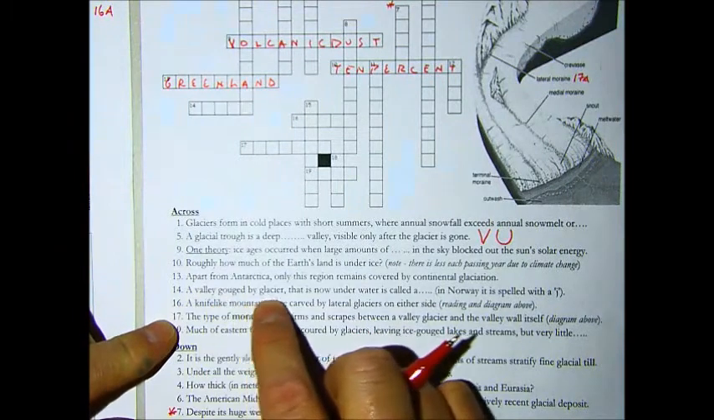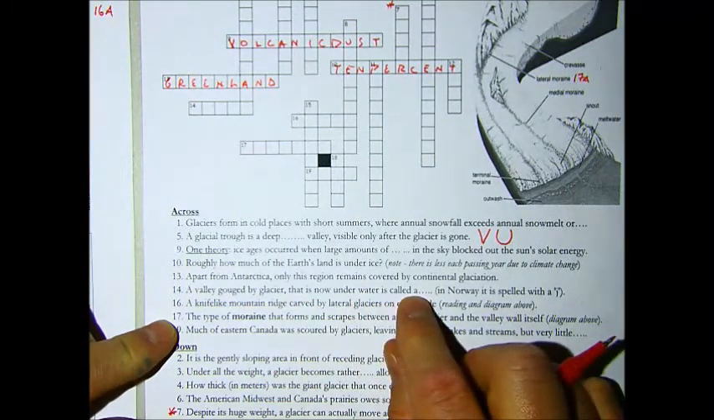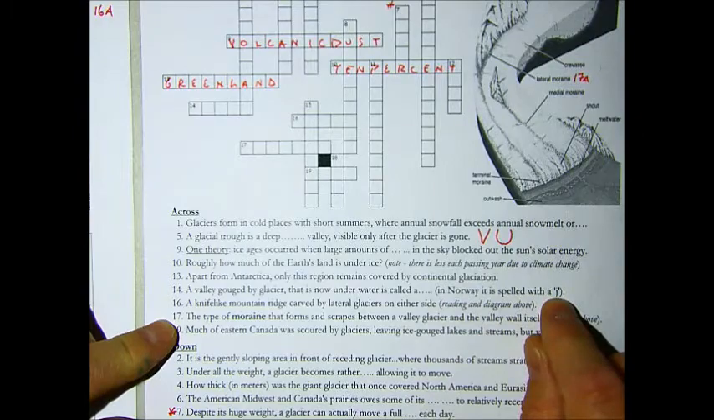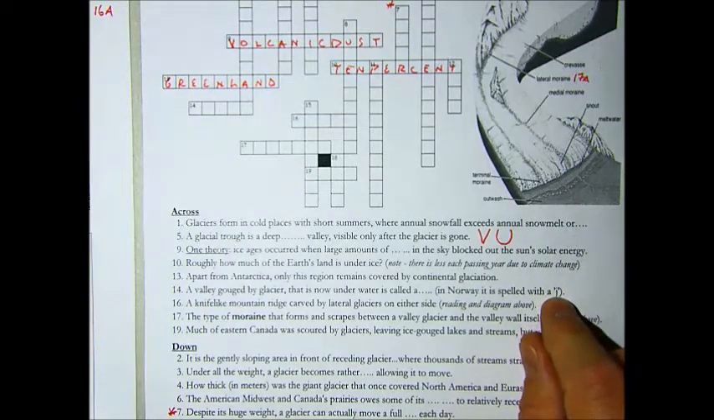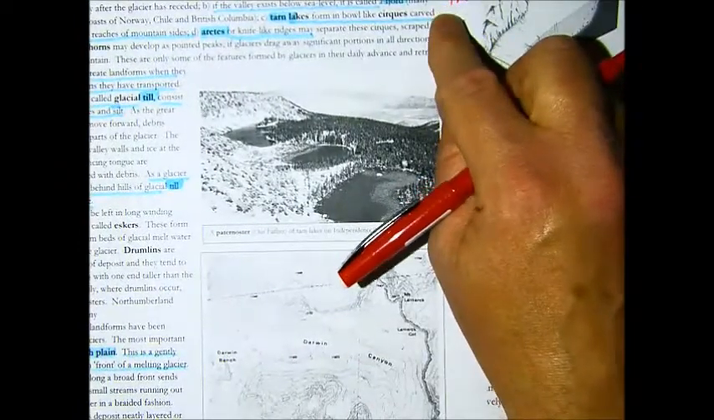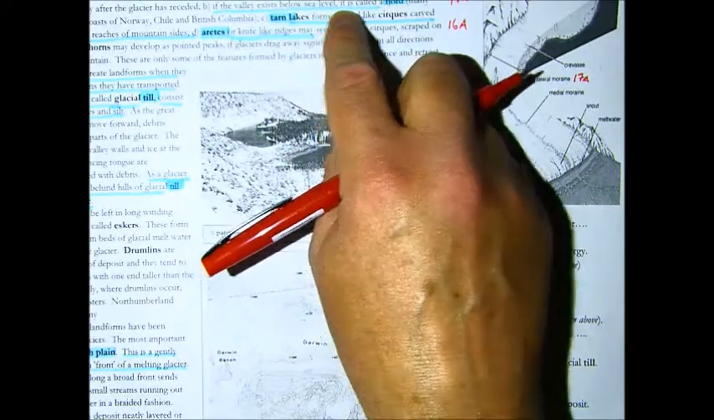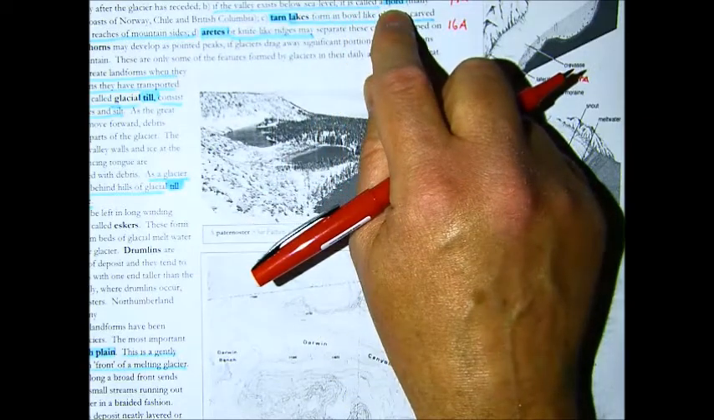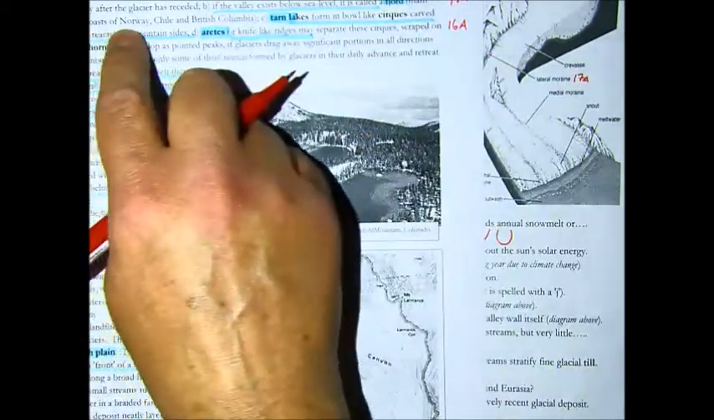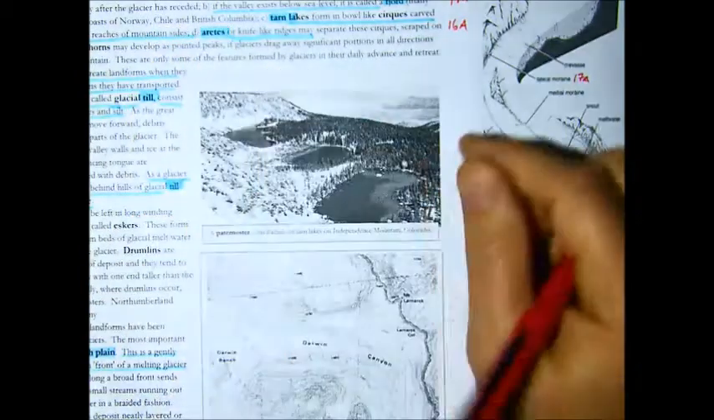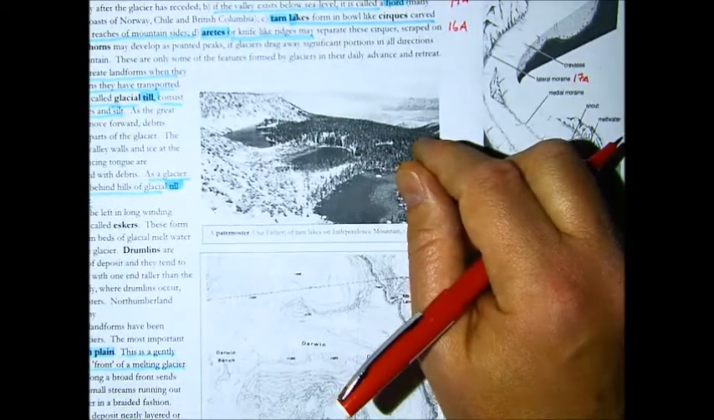All right, next one, 14. A valley gouged by glacier that is now underwater. Whew. In Norway, it's spelled with a J. All right. It looks like another one of those features, and the features are listed here on the back. 14A. So this is one of these U-shaped valleys. If it exists below sea level, it is called a fjord. Many of these exist on the coast of Norway, Chile, British Columbia. We've also got some up the coast of Newfoundland.